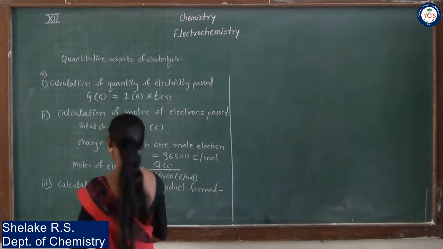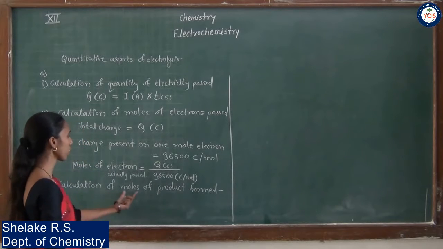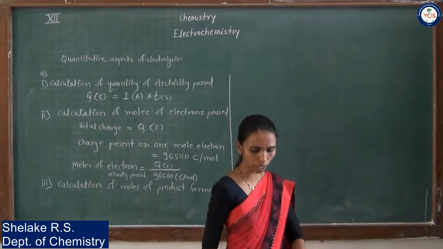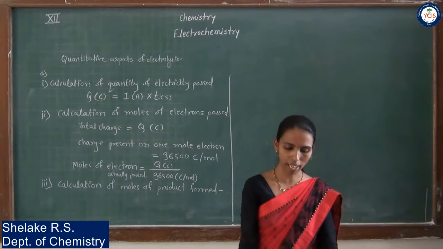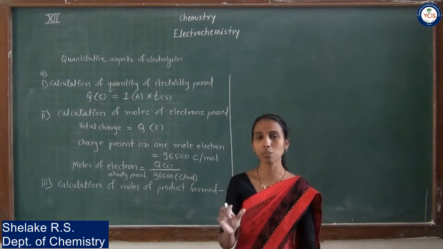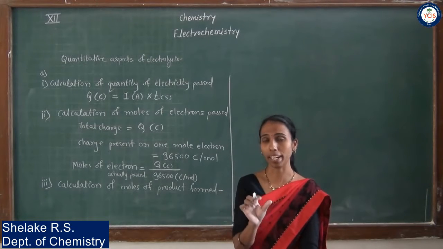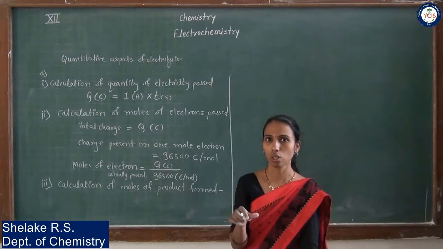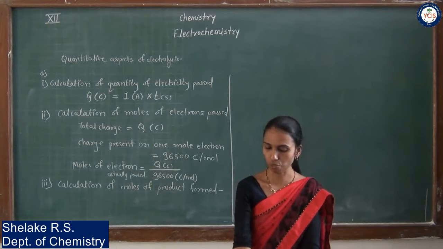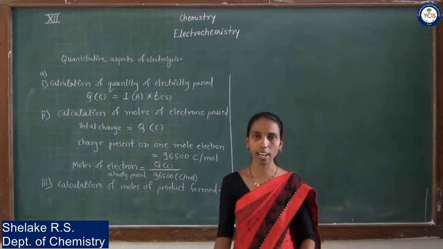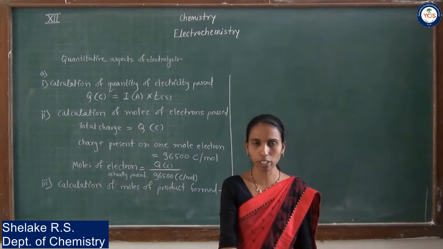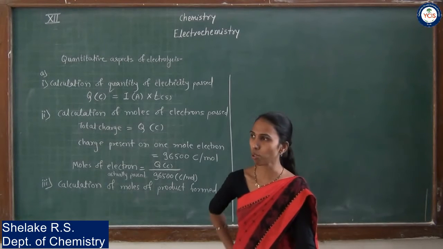Now the third value we have to calculate is the moles of product formed. While calculating the moles of product formed, we have to consider the balanced equation of the half reaction, balanced in terms of the number of electrons and the number of atoms present in the reaction. So we have to consider the balanced equation for the half reaction occurring at the electrode, which indicates the moles of electrons passed and the moles of product formed.